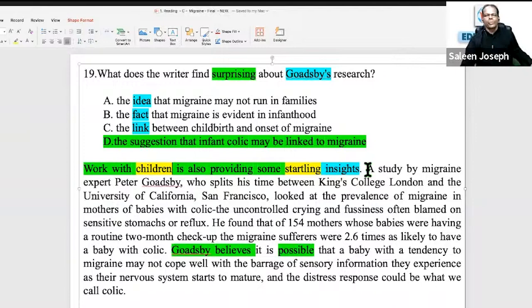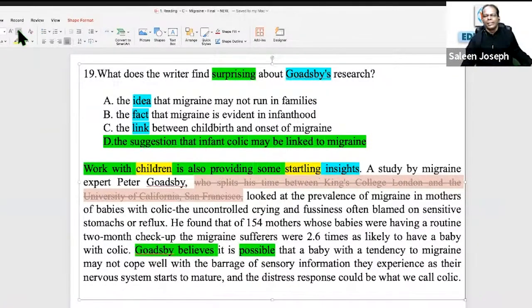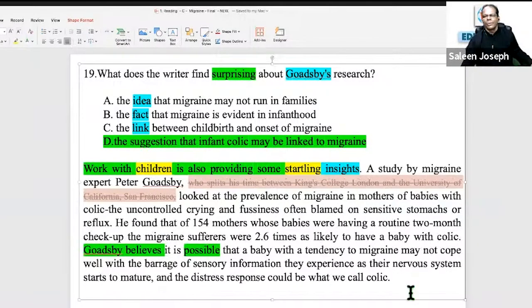A study by migraine expert Peter Gottschalk, who splits his time between King's College London and the University of San Francisco. See, these are subject complements. We are not bothered what he splits his time, what candy he eats, and where he works. We are bothered about his study, right? So subject complements can be simply eliminated. Don't read those things, that will confuse you.